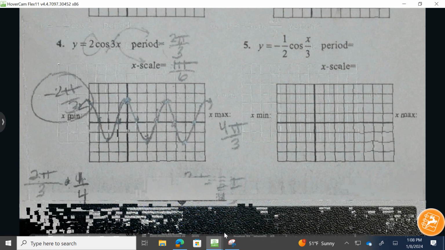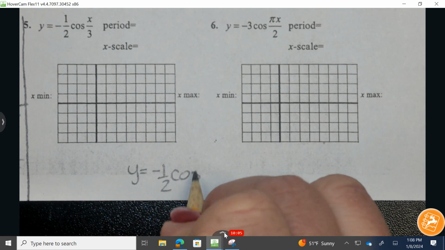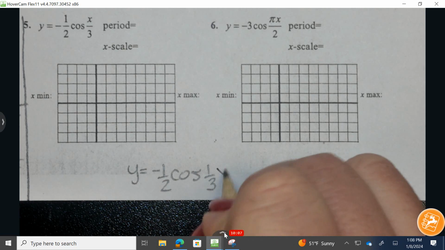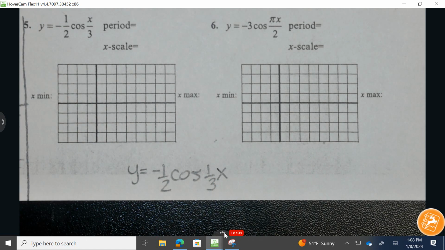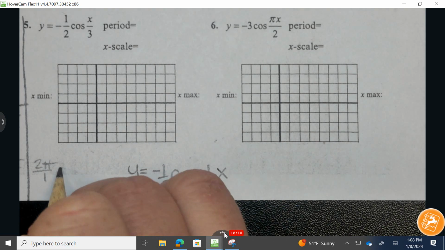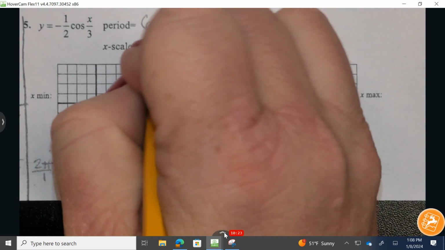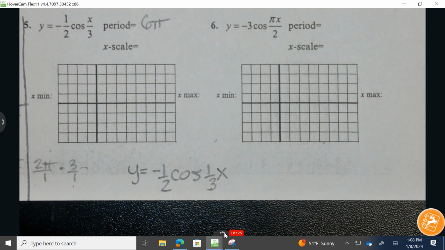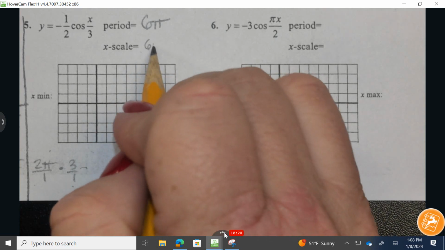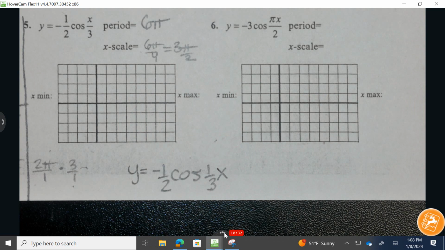All right, so I have y equals negative 1/2 cosine of 1/3 x. I'm just going to rewrite this in equivalent form. I'm going to start by identifying what is the period length. So I'm going to take 2 pi and divide it by 1/3, which is the same as multiplying by its reciprocal. So I end up with 6 pi over 1, which is the same as 6 pi. Now when I take 6 pi and divide it by 4, it's going to reduce into 3 pi over 2.